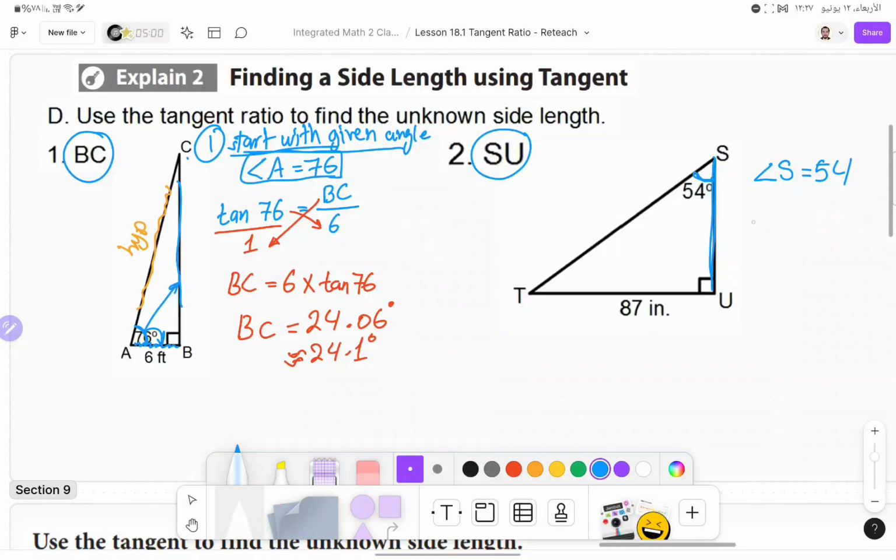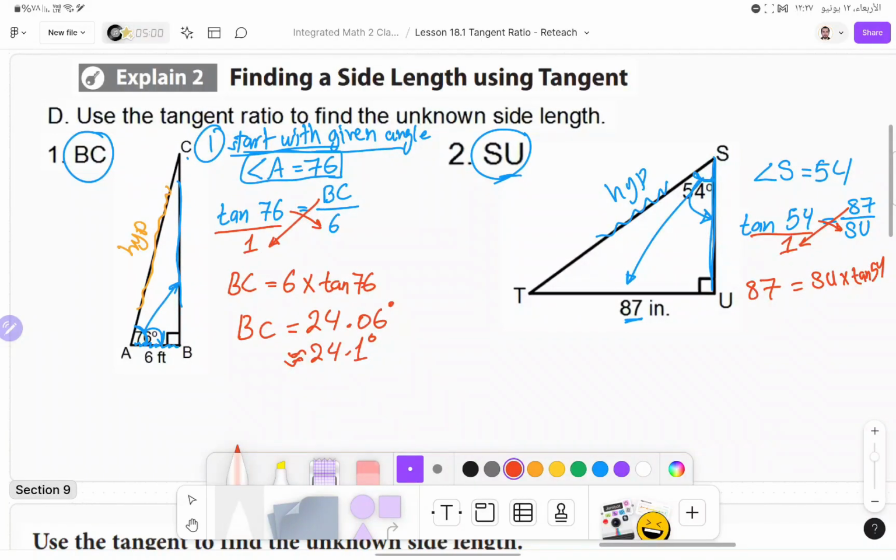Now let's write the ratio. So the ratio is tan of 54 equal. Now what is the opposite side for this? The opposite side is 87, so you write 87 over adjacent. We know that this one here is the hypotenuse, this one is not adjacent. So the adjacent will be SU, which is the side that we need to find. So SU. Now we do cross multiplying, so this is over 1. 87 times 1, 87 equal tan 54 times SU, so SU times tan 54.